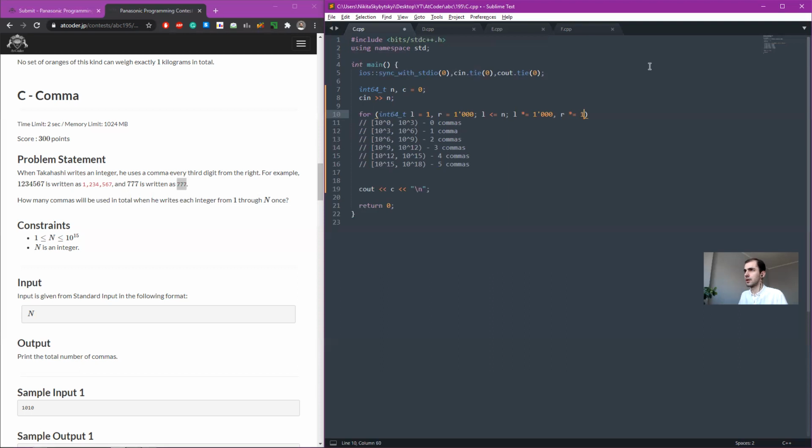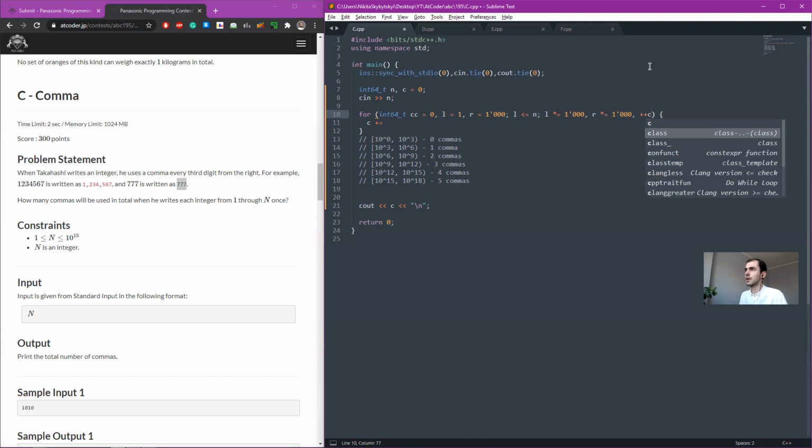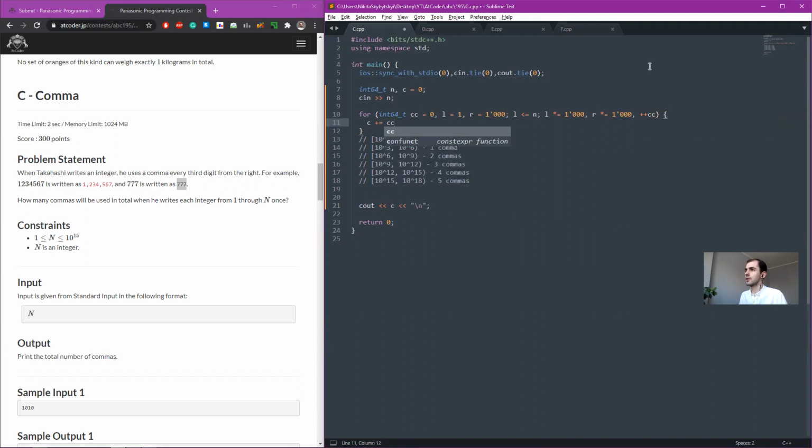R can actually get too big if we were to continue multiplying, so that's why we have 10 to the 15 and not 10 to the 18. The number of commas should increase by the number of commas per number, and then multiplied by the total number of numbers in this range. I'm not being smart with names, I'm just writing something.